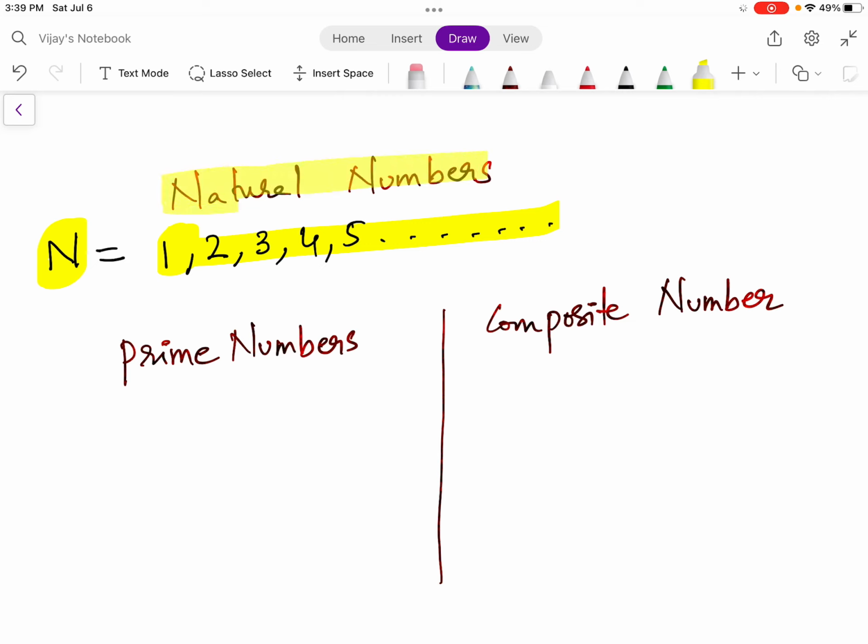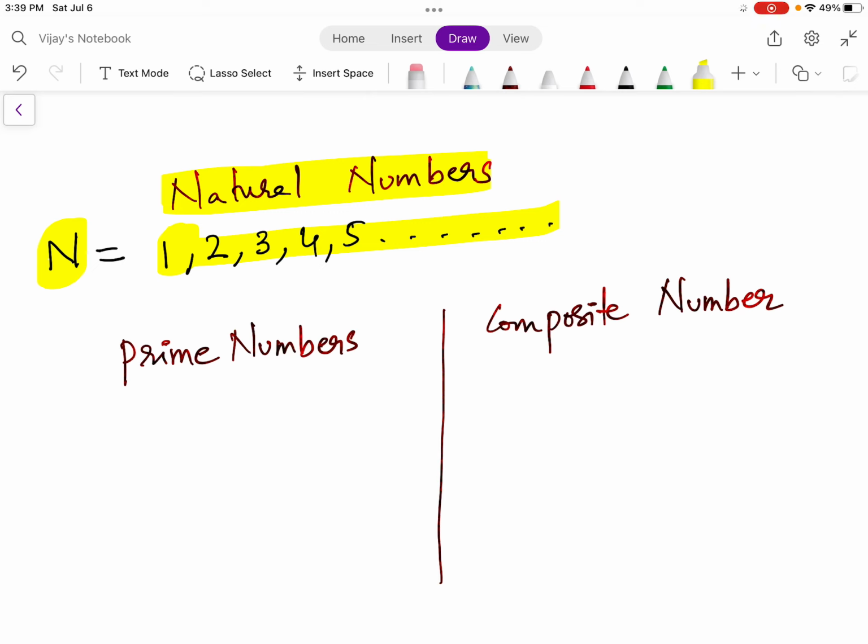Now, in your daily life, whenever you count anything, you generally start from 1. So the counting happens from 1: 1, 2, 3, and the count keeps going on. These natural numbers are used for counting, and can also be called counting numbers. With that picture in mind, let me explain what prime numbers and composite numbers are.